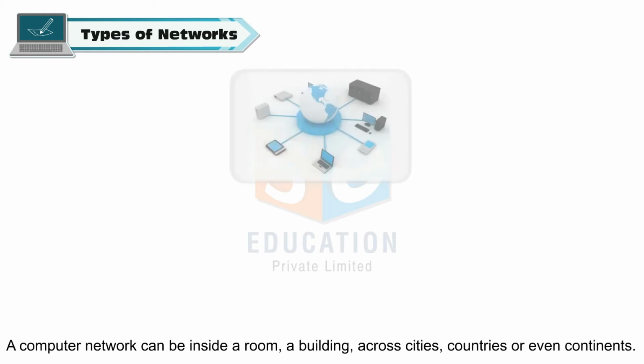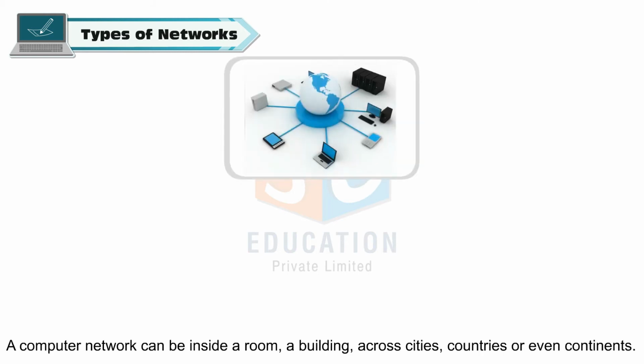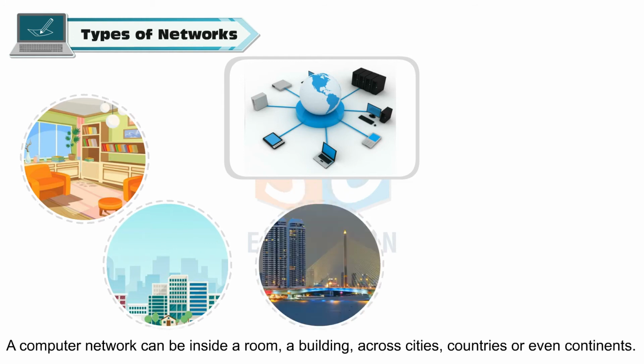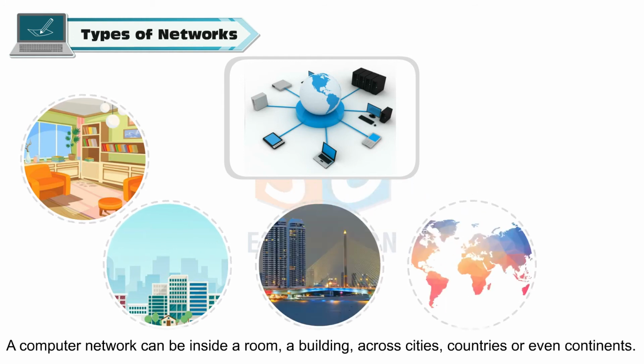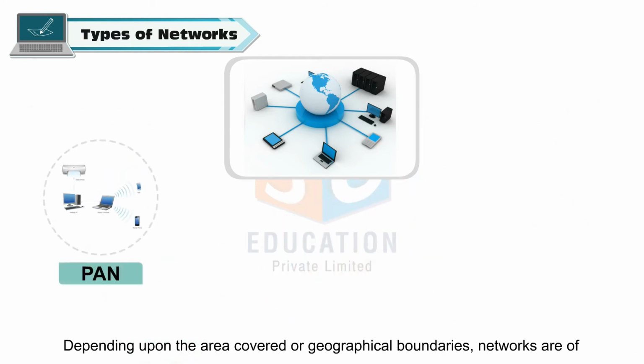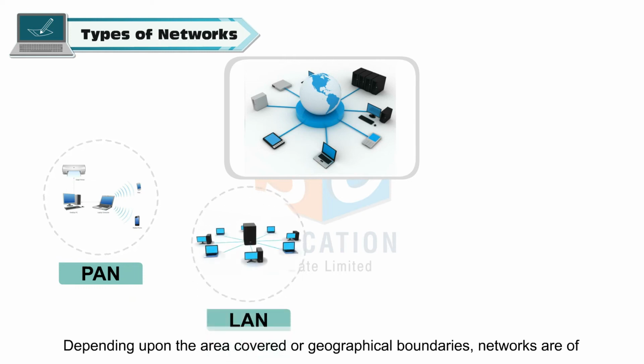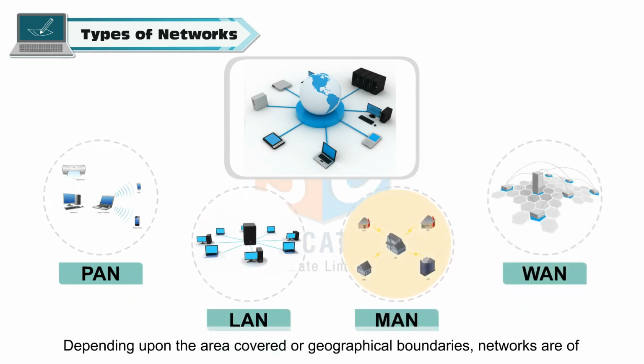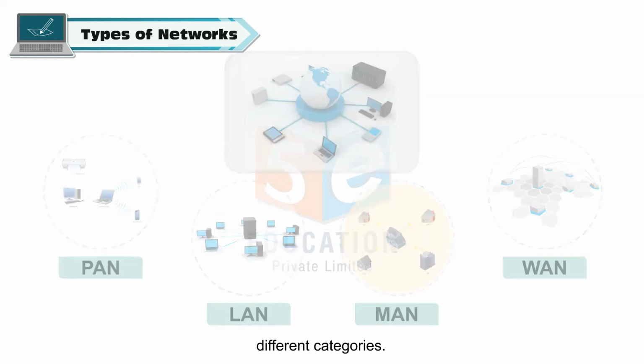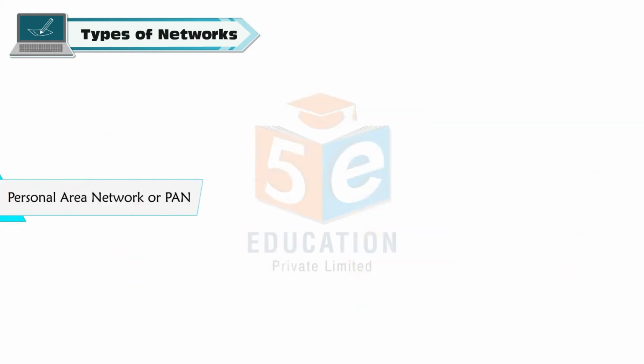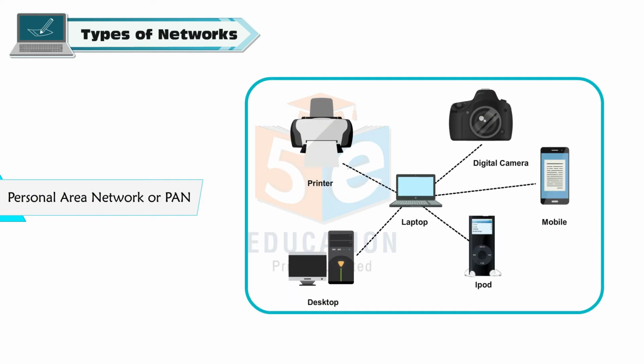Types of networks. A computer network can be inside a room, a building, across cities, countries, or even continents. Depending upon the area covered or geographical boundaries, networks are of different categories. Personal Area Network or PAN.